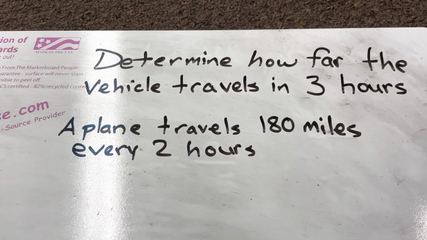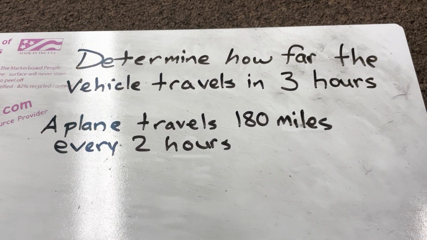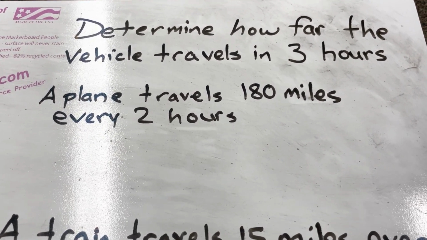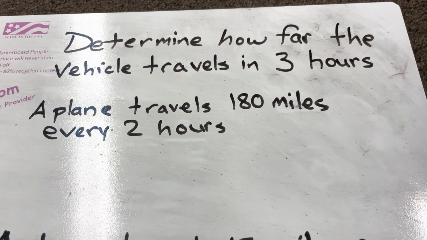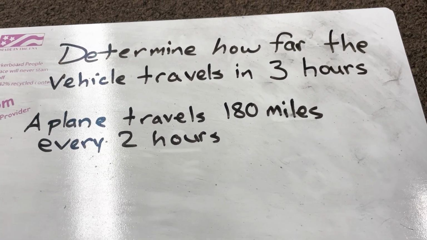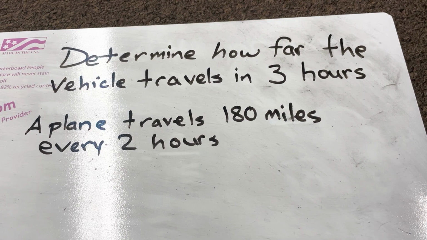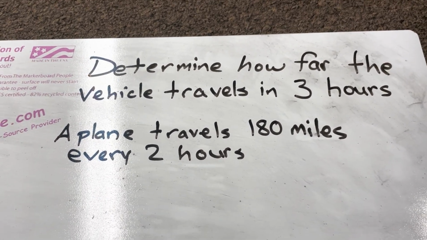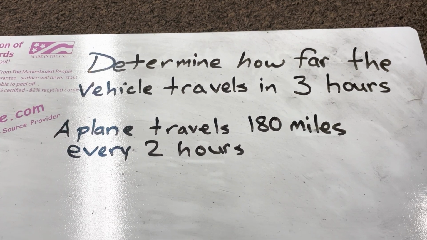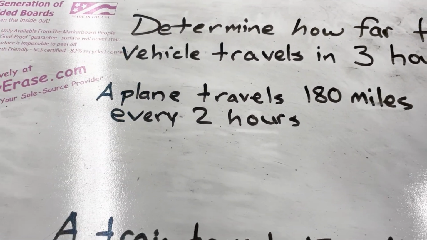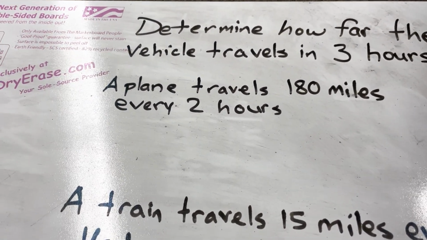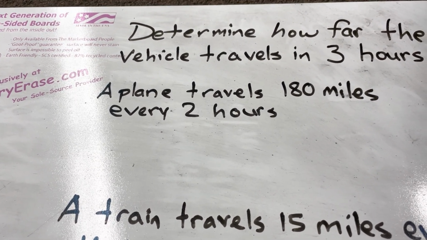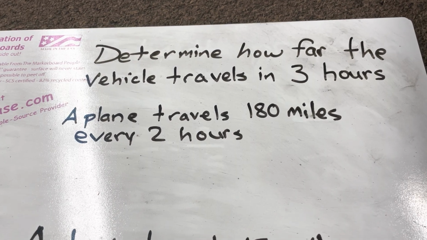All right, grade 7. We are continuing along here in lesson 5.4. We're looking at part B for lesson 5.4 here. And the first part of the instructions, we have 3 parts, all kind of the same thing, but just different ways of doing it. It says determine how far the vehicle travels in 3 hours. So our first scenario is we have a plane that travels 180 miles in 2 hours. And our job is to figure out how far it goes in 3 hours.